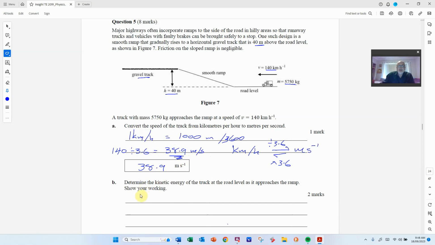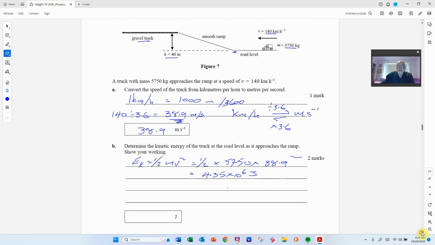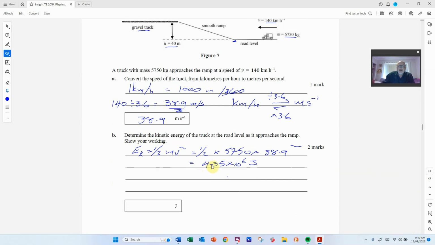Right, determine the kinetic energy of the truck at the road level as it approaches the ramp. Okay, so down here, what's its kinetic energy? EK equals a half mv squared, which is equal to a half by the mass, which is 5,750, times by 38.9 squared, and that gives us 4.35 by 10 to the power of 6 joules. You can't see my decimal point in there. So 4.35 by 10 to the power of 6.